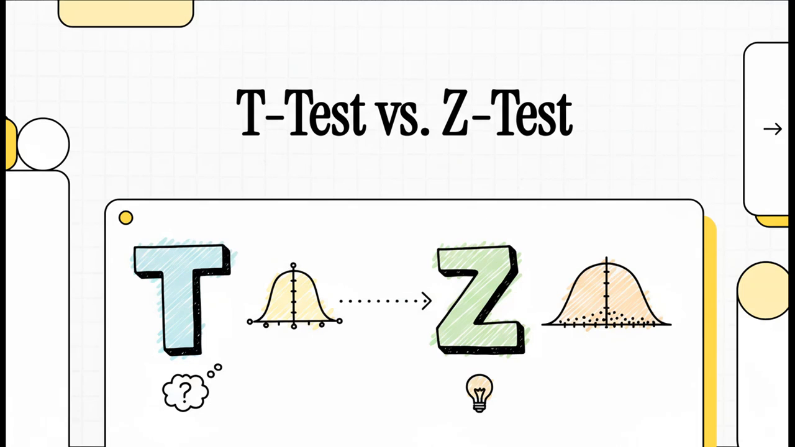Okay, so if you've ever dipped your toes into statistics, you've definitely heard of the t-test and the z-test. They sound almost the same, right? But here's the thing. Picking the wrong one can completely tank your analysis. So, what's the real difference, and how do you know when to use which?